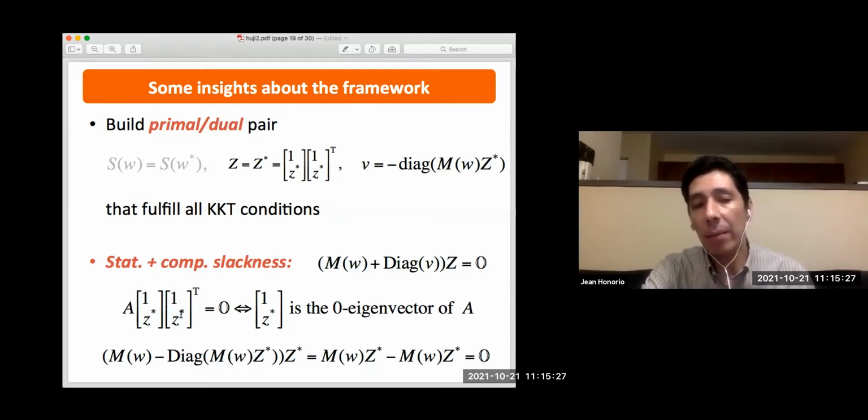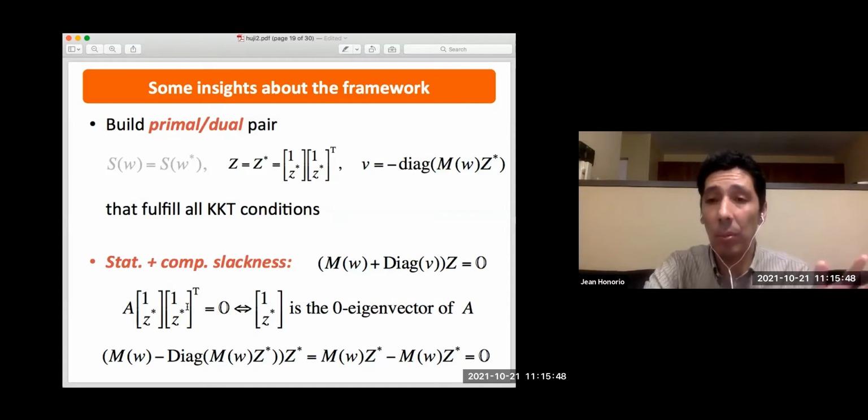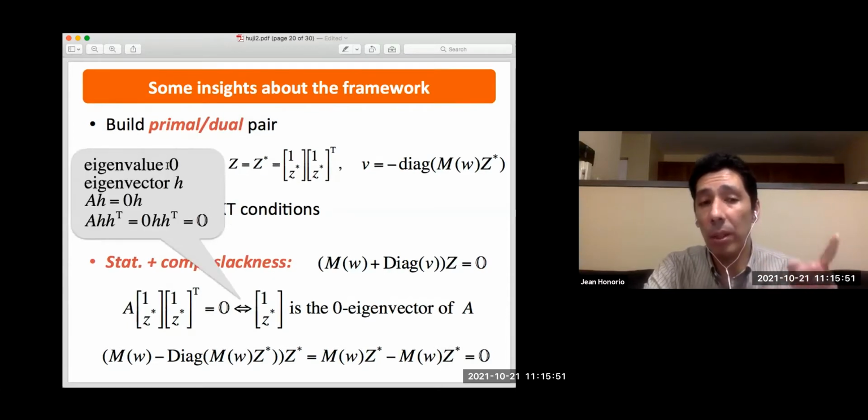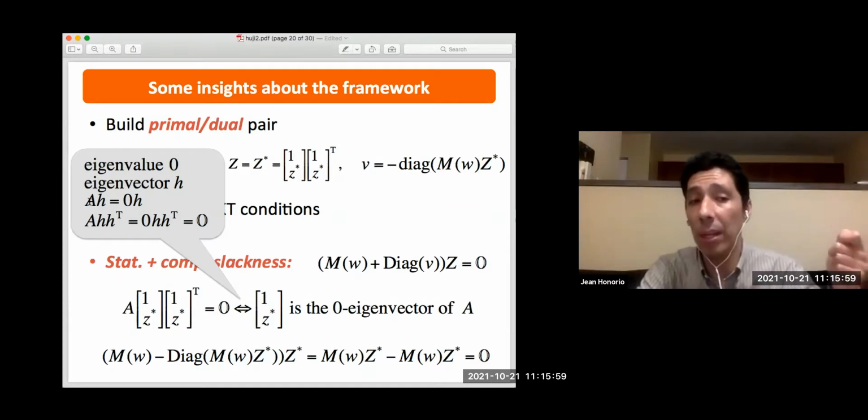So what I'm claiming is that that multiplication is a matrix of zeros if and only if the vector 1 followed by the Z star, which has the n plus 1s and minus 1s, has to be the eigenvector associated to the 0 eigenvalue of A. This is a way to see it. So let me show you very quickly. If a vector is an eigenvector associated to the 0 eigenvalue of a matrix, then by just the definition of eigenvalues, you would say that A times H is equal to 0 times H because 0 is the eigenvalue here.